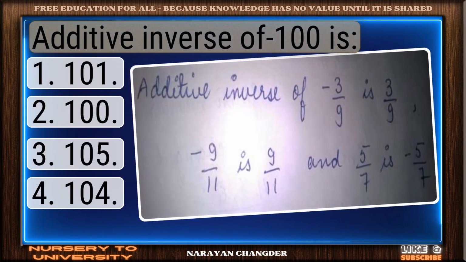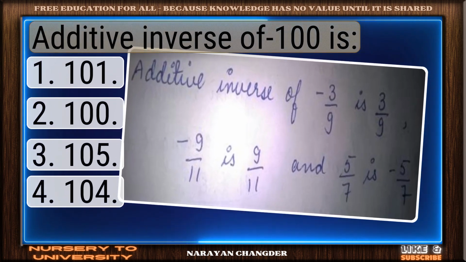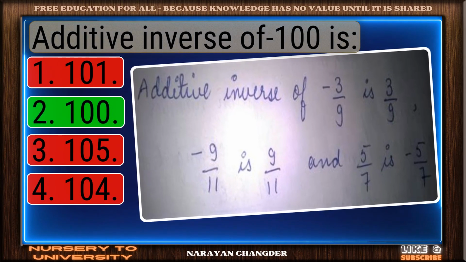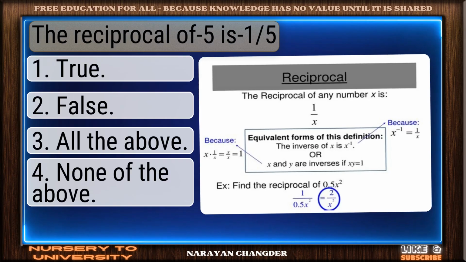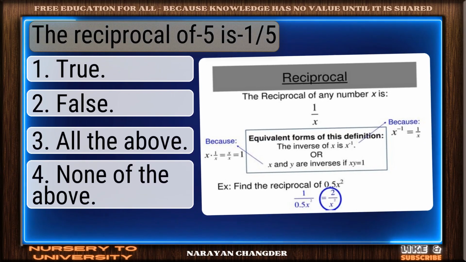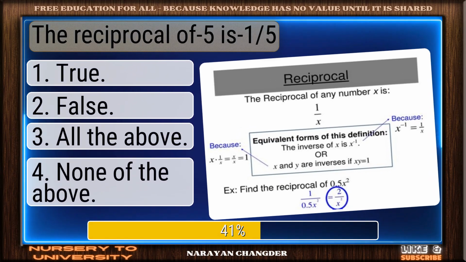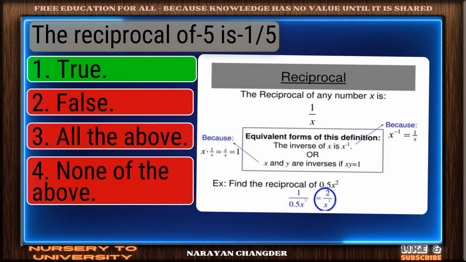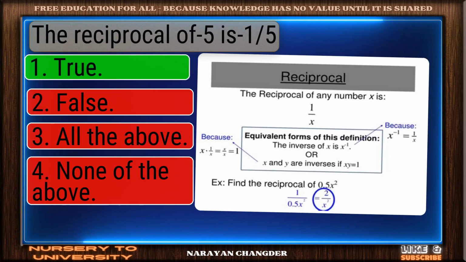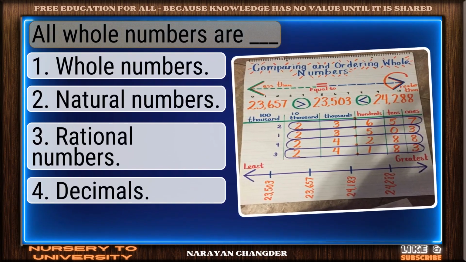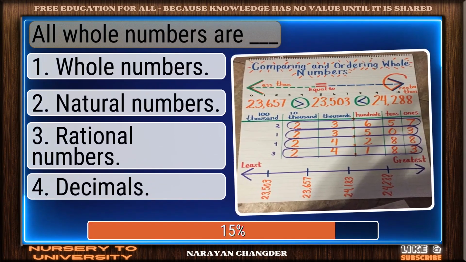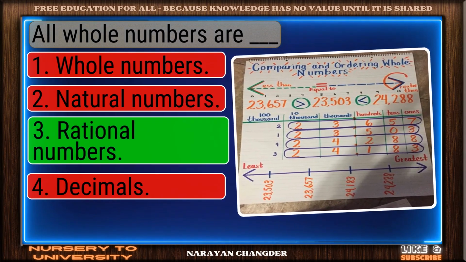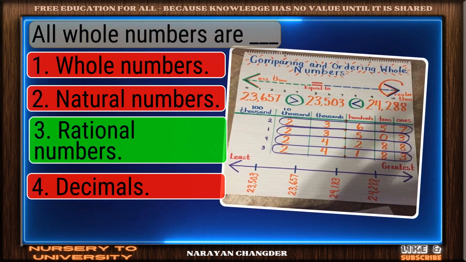Question number 158. Additive inverse of 100 is? Correct. 100 is the right answer. Question number 159. The reciprocal of 5 is 1T5. Great thinking. True is the right choice. Question number 160. All whole numbers are dash. Bravo! Rational numbers is the answer.